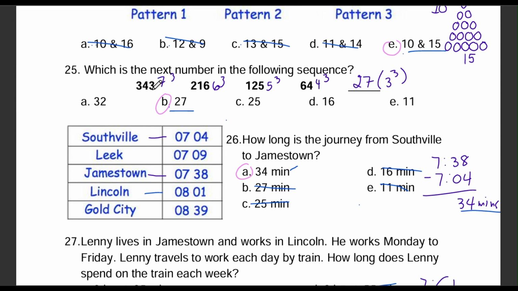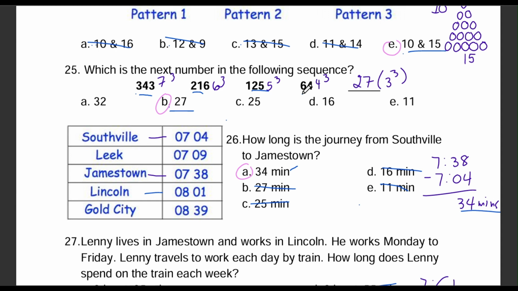These are all cubes. Remember, when we cube a number, we multiply it by itself and then multiply it by itself again. So let's look at our explanation. 7 cubed, which can also be written as 7 to the power of 3, is 7 times 7 times 7, which equals 343. 6 cubed, or 6 to the power of 3, is 6 times 6 times 6, which equals 216. 5 cubed, or 5 to the power of 3, is 5 times 5 times 5, which equals 125.